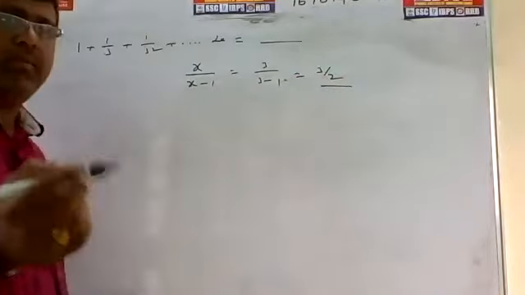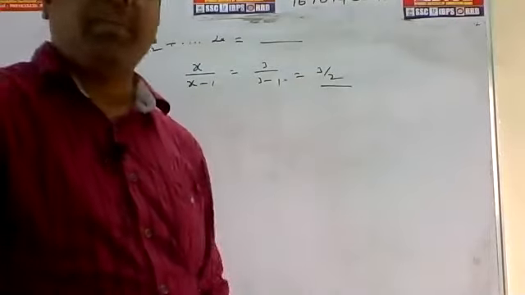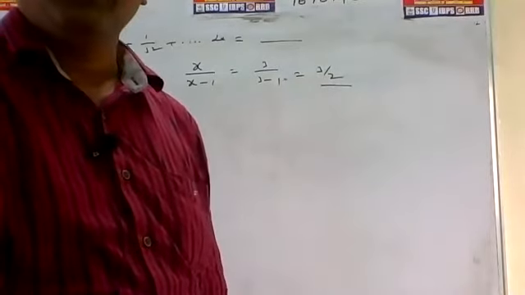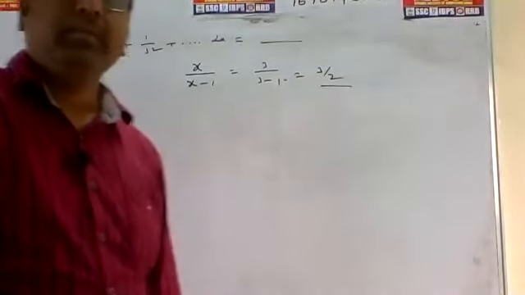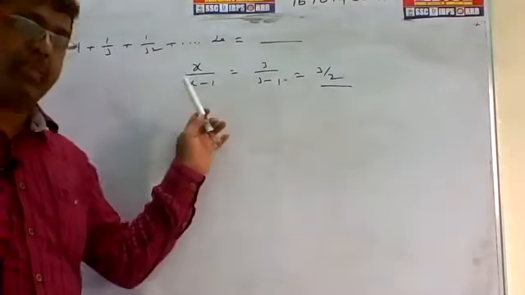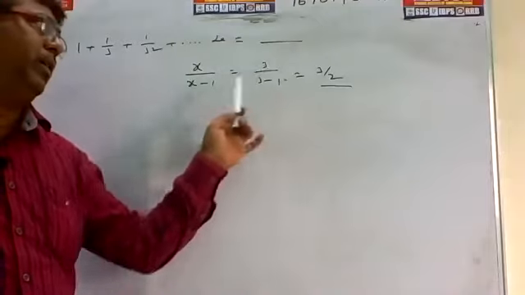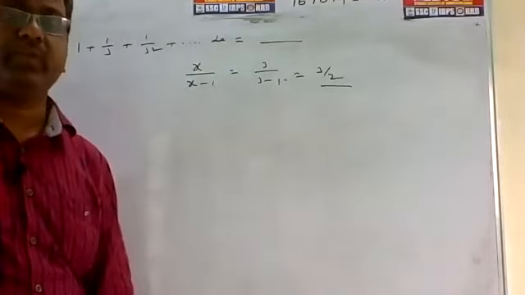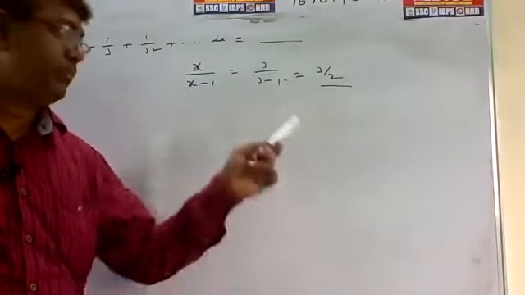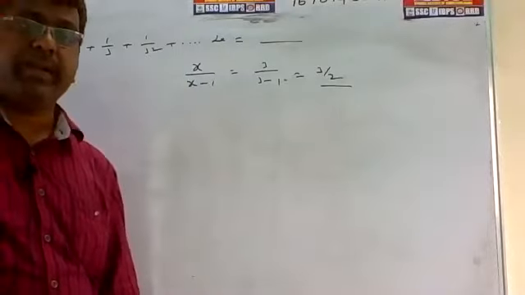The first formula is x by x minus 1. Here the value of x is equal to 3, so 3 minus 1. So the answer is 3 by 2. Very good. Next question.